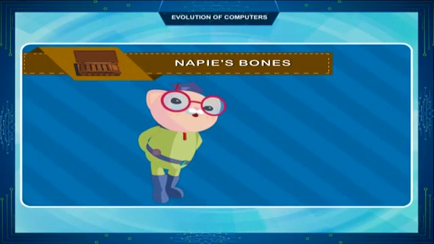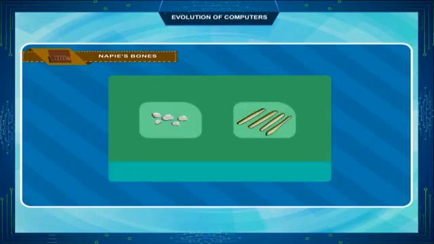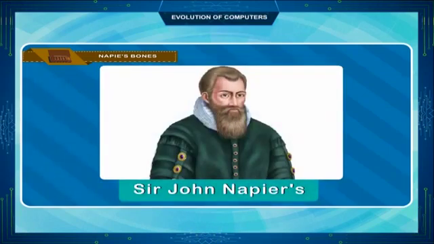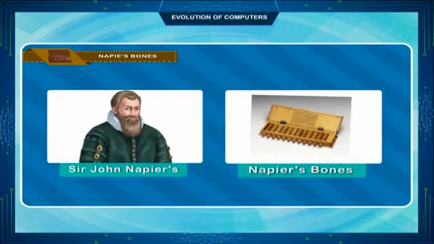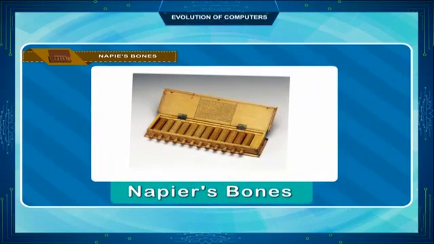Napier's bones. As necessity demanded, scientists started inventing better calculating devices. In this process, John Napier of Scotland invented a calculating device in the year 1617 called Napier's bones. In the device, Napier used bone rods for the purpose of counting, where some numbers are printed on these rods. Using these rods, one can do addition, subtraction, multiplication, and division easily.